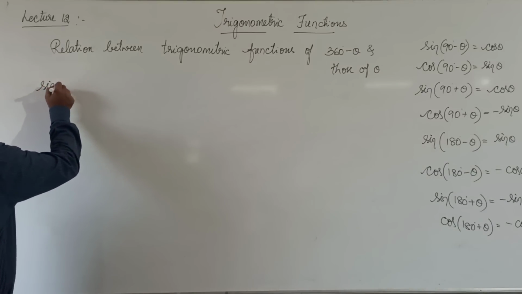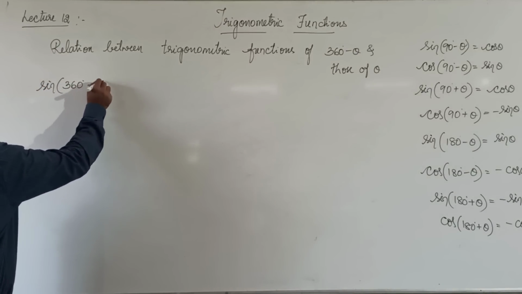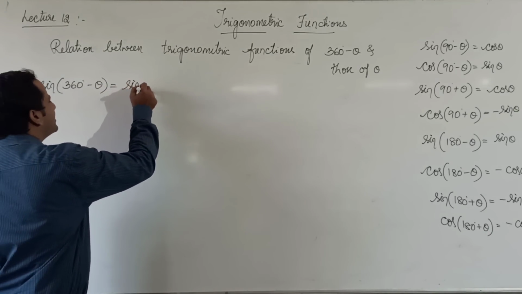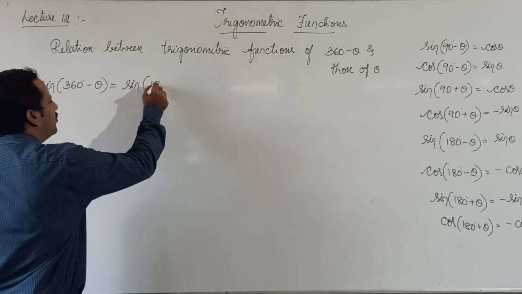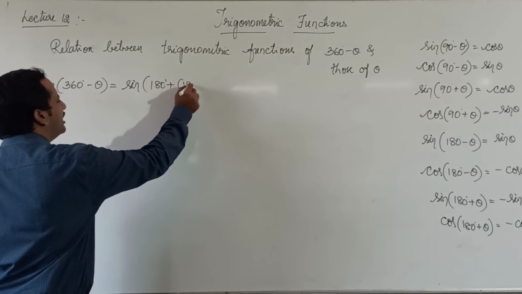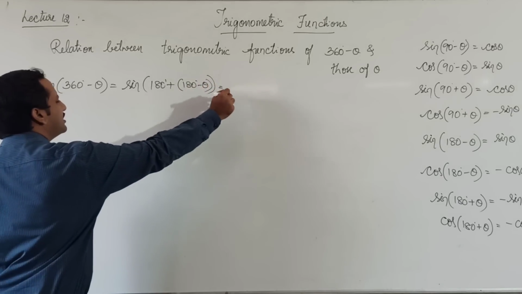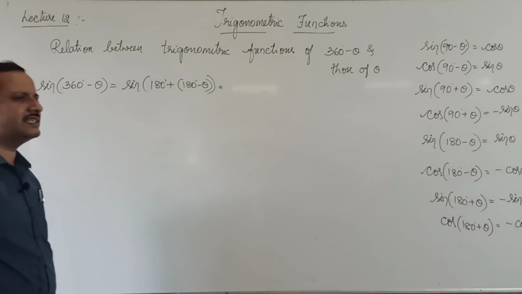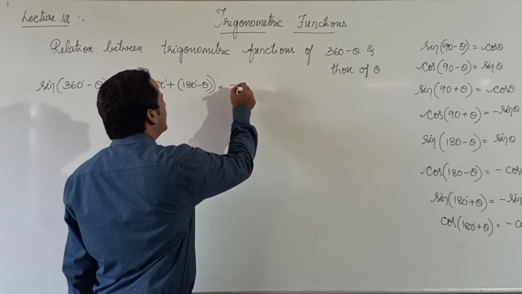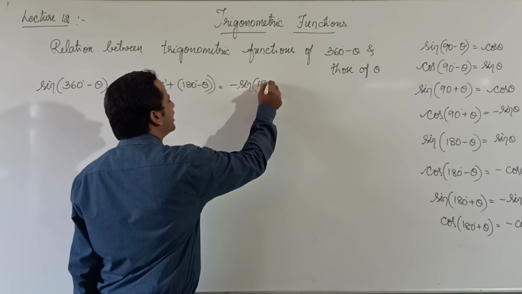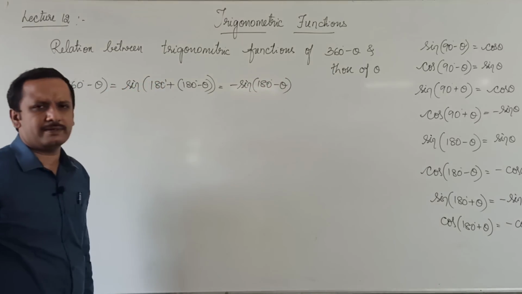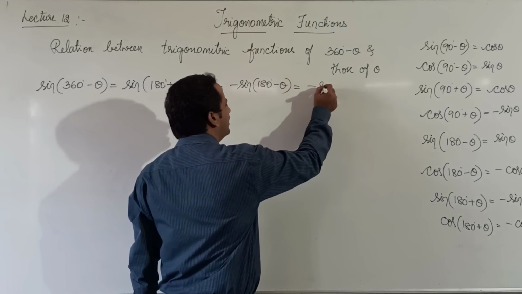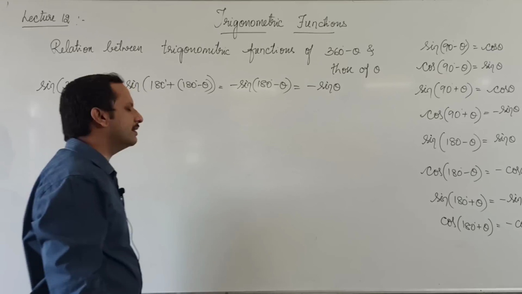Sin 360 degree minus theta. I can write this as sin of 180 degree plus 180 degree minus theta. This looks like sin 180 plus theta, and sin 180 plus theta is equal to minus sin theta. So this will give you minus sin theta, where in place of theta we have 180 minus theta. Then sin 180 degree minus theta is equal to sin theta. Already we have a minus symbol there, so it will become minus sin theta.